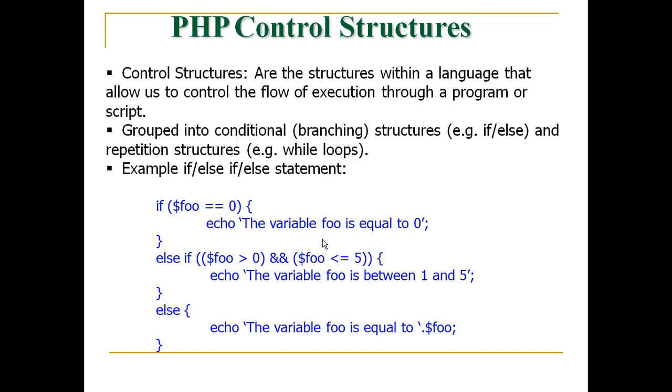PHP control structures. Control structures, like if else, basically control the conditions. Control structures are the structures within the language that allow us to control the flow of execution through a program or script. They are grouped into conditional branching structures and repeating structures.